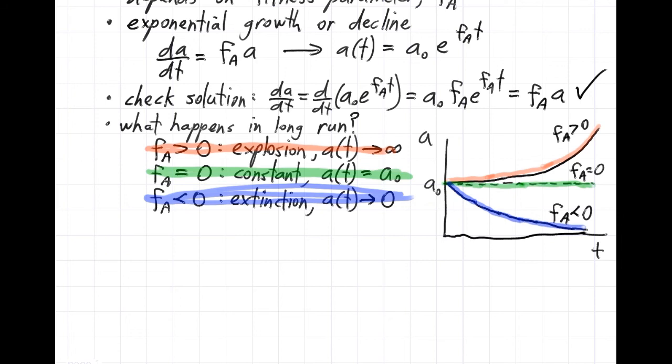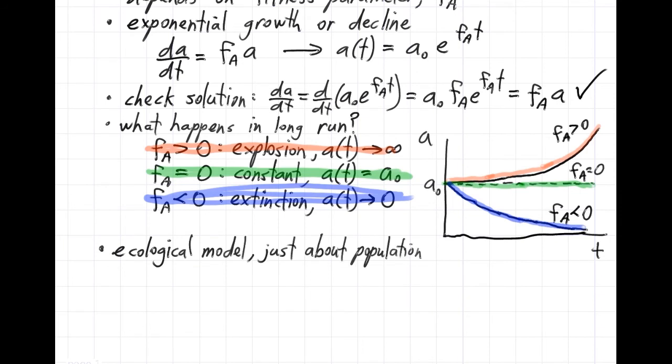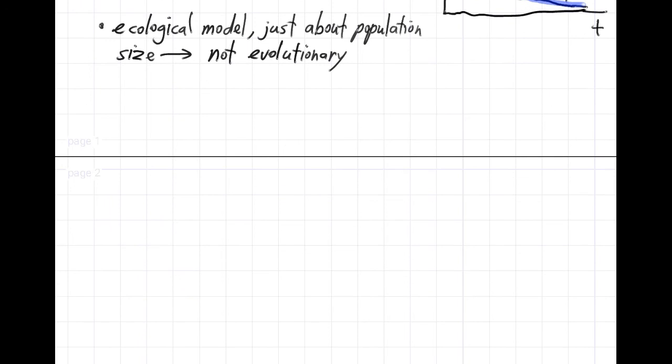So the last thing that I want you to notice about this model is that it's just about ecology, about population numbers, or we could say it's about population size. It doesn't say anything about selection, which types are being selected for or selected against. So it's not an evolutionary model. But we can extend the model to make it evolutionary.